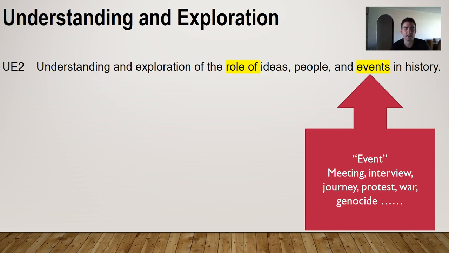Thirdly, we have the events. Now, an event can be as simple as a meeting or an interview, a journey that a person might take. Obviously, protests and big events like wars and genocides feature as part of that. But that's why I've asked you to be really specific about the event that you write about. You should only be talking about one main event in each of the three letters. It should be the same event for each of the three letters. That was something that came across in the drafts, where not everybody was writing as though you were talking about the same event. And so that's really important, that I see three different perspectives on the same event. If you can do that, you're going to be going a long way towards achieving well in this criteria.